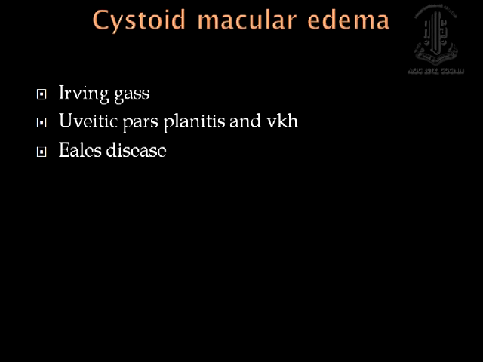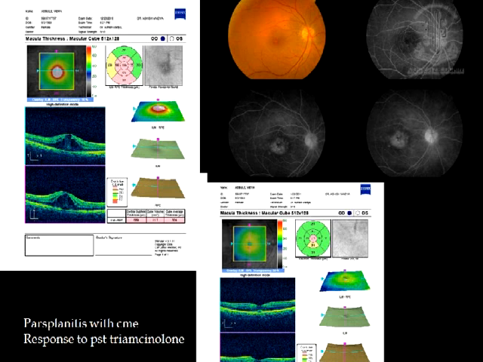One can have Irvine-Gass syndrome, uveitis or pars planitis with leakage, and cystoid edema secondary to other vasculitis like Eales disease. This is a patient again who had been operated for cataract. Also, this was a patient with pars planitis with CME, and here is the response to posterior subtenon triamcinolone. You can see that this edema which was there has now gone off with restoration of the patient's vision.